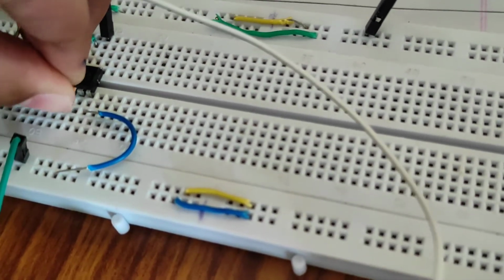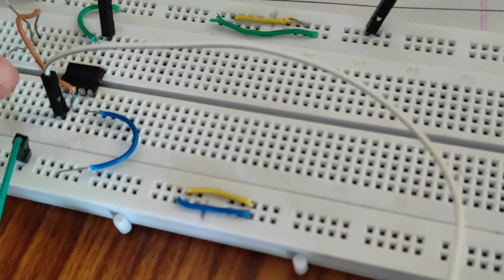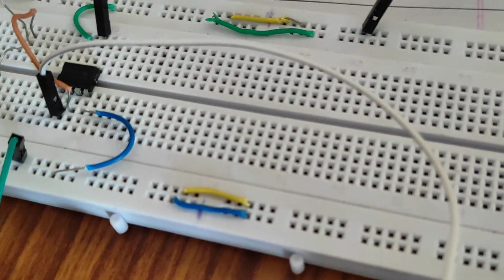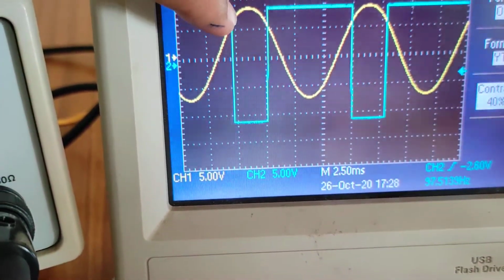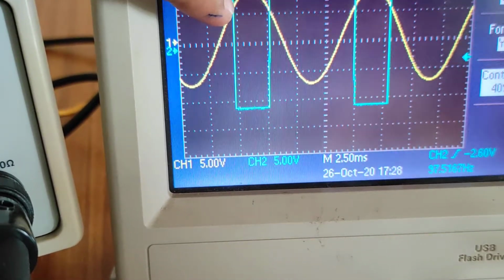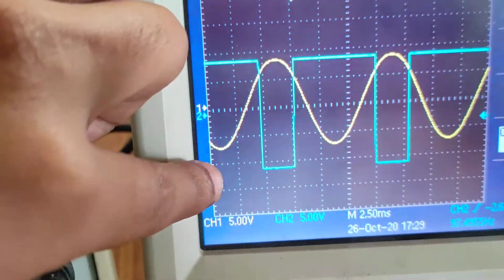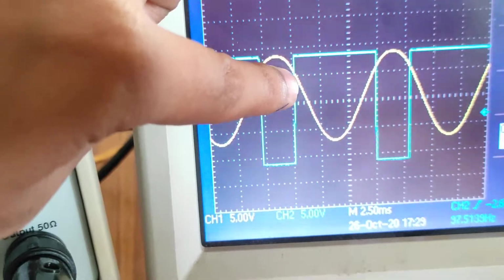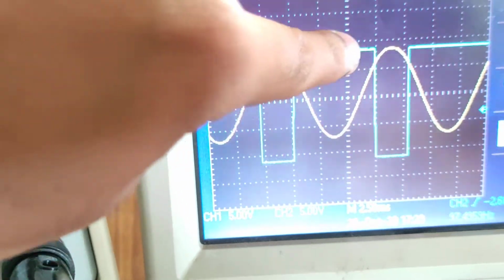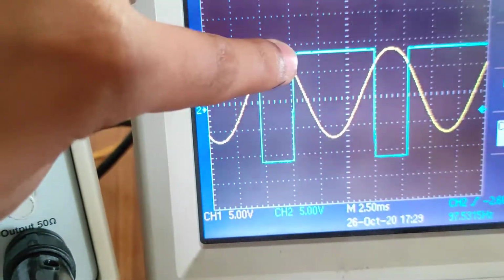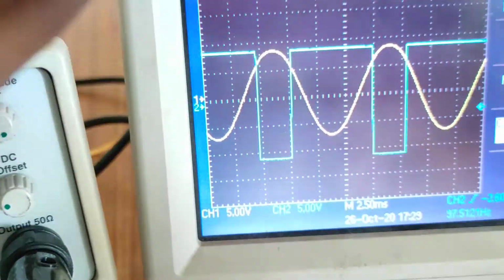I am giving terminal 3 the 5 volt reference voltage and the input to terminal 2. Now if we look at the output, for a small duration of time, when the input is greater than 5 volt, the output is switching to minus V set. Now if you see the DSO more carefully, when the input is greater than 5 volt, the output is minus V set, and when the input is lesser than 5 volt, the output is plus V set, means for a smaller duration it is minus V set, and for a larger duration it is plus V set.